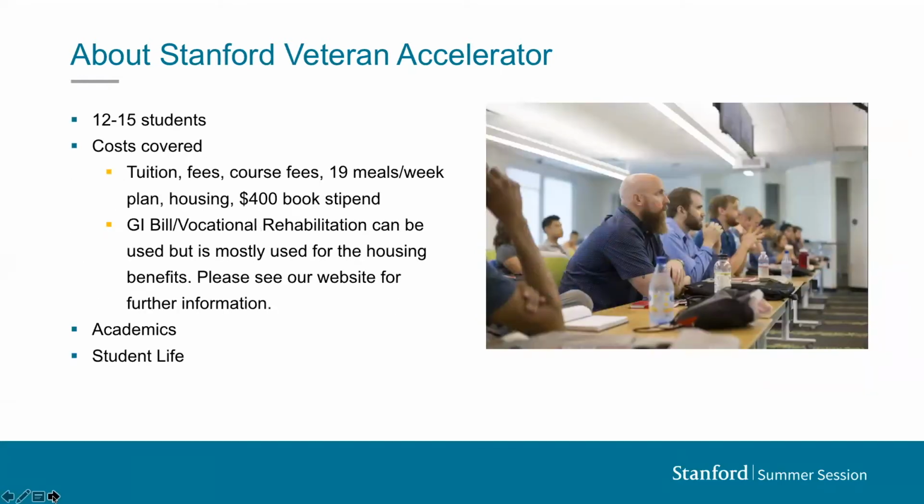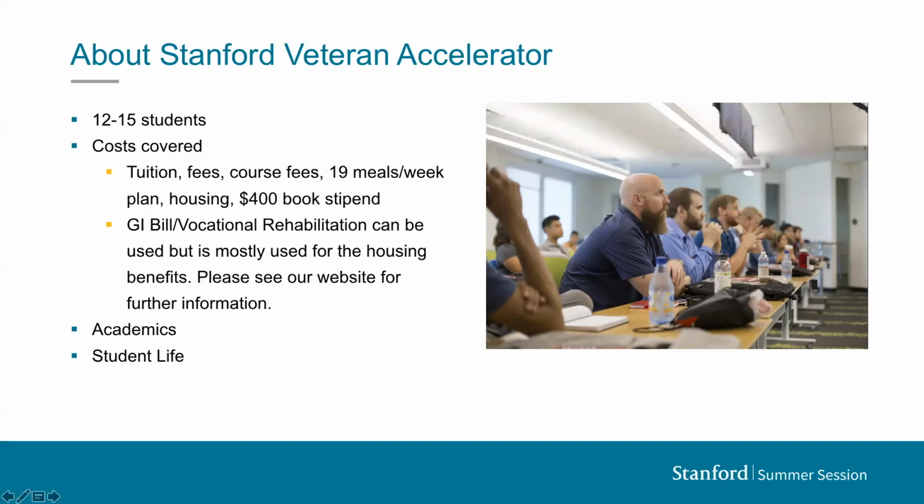So I'm going to jump into a few of the details that you might really be wondering about. So this is the part where we're getting into a little bit of the nitty-gritty stuff. So the Veteran Accelerator program is anywhere from 12 to 15 students, so it's a pretty small cohort.